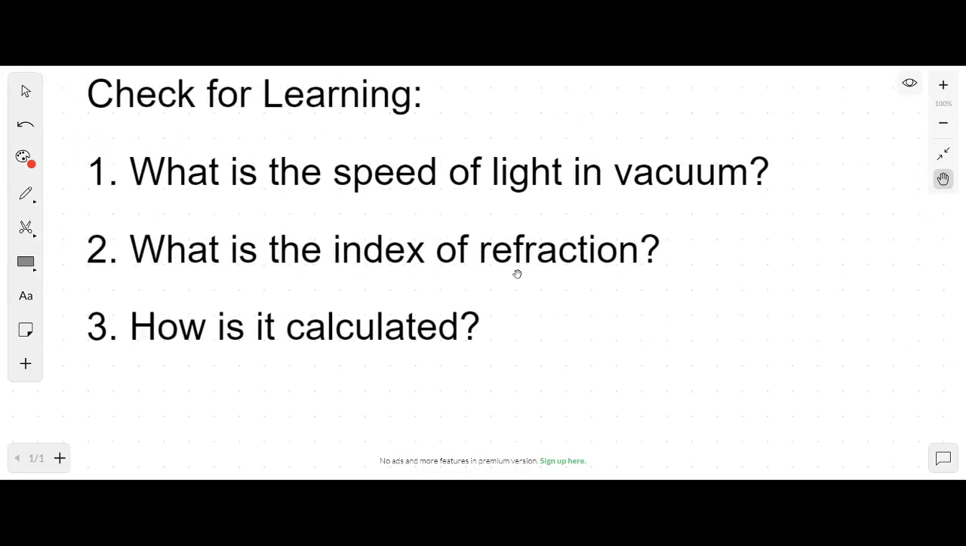Now to check that you've understood everything I've said, you can pause the video here to try to answer these questions. First is, what is the speed of light in a vacuum? Second is, what is the index of refraction? What does it mean? And third, how is it calculated? Now if you're still here, I'll show you the answers.